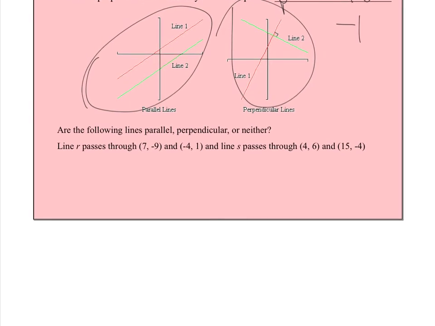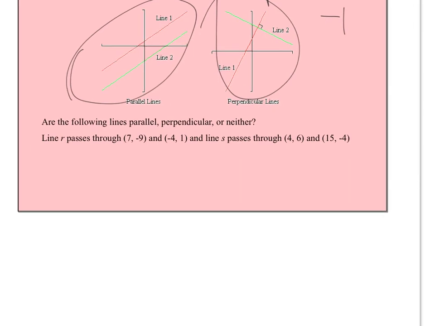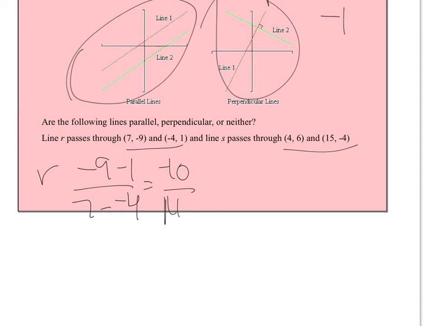So taking a look, line R and line S, let's take a look. So line R, slope, so if I go negative 9 minus 1, then I got to go 7 minus negative 4. So that's negative 10 over 11. That's an 11, not a 4.